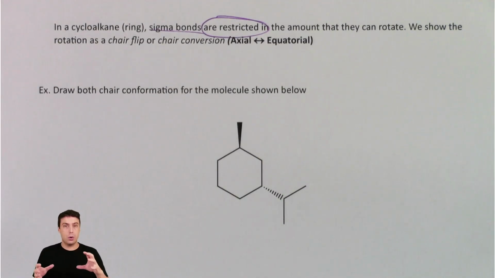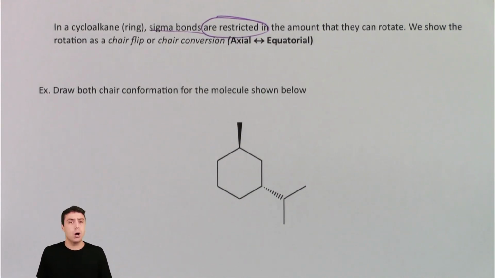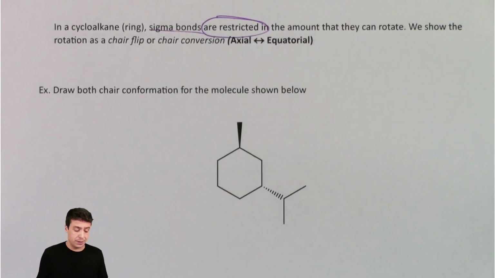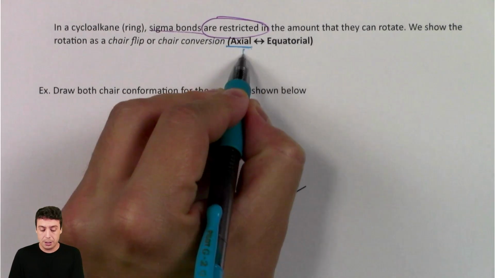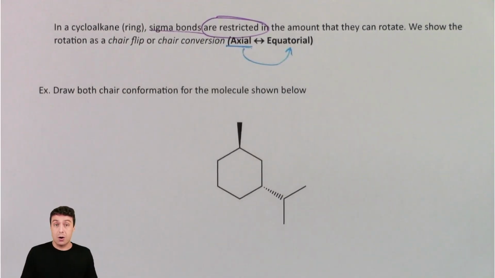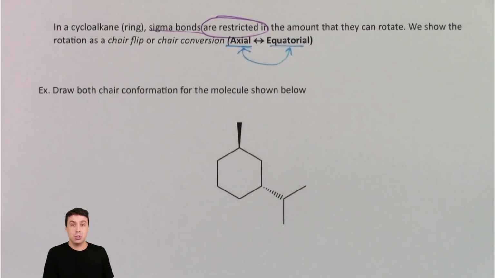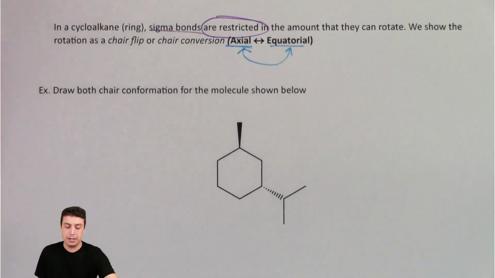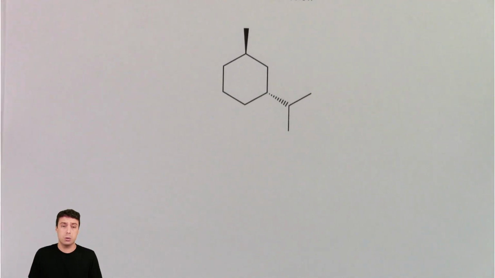How do you show a proper chair flip? Because you're going to see, make sure that you do a proper chair flip. In a proper chair flip, we are taking all of the axial groups and they're becoming equatorial. All equatorial groups become axial. That is how we draw a proper chair flip. Visually, we're also going to see the lines of the chair move, but we'll see that right here as we do the problem. So let's draw both chair conformations for the molecule shown below.